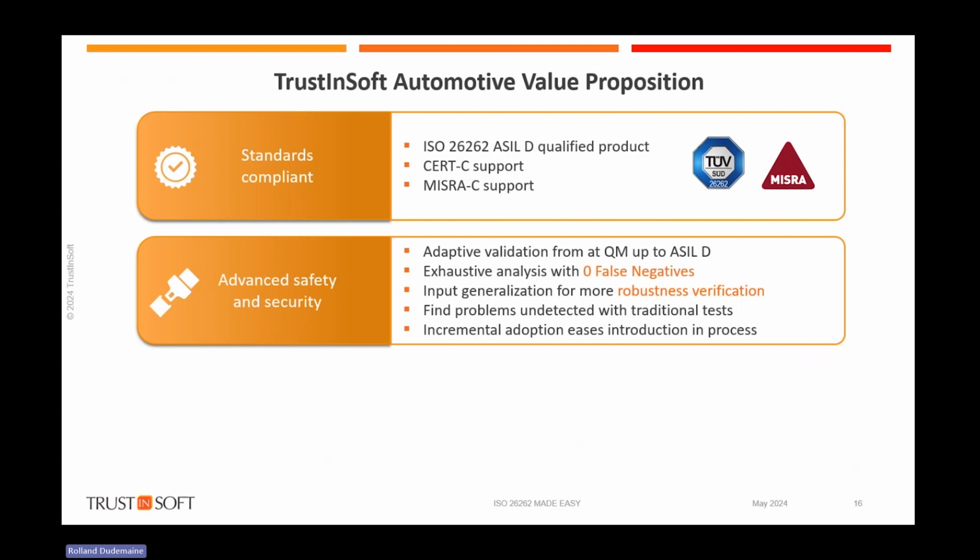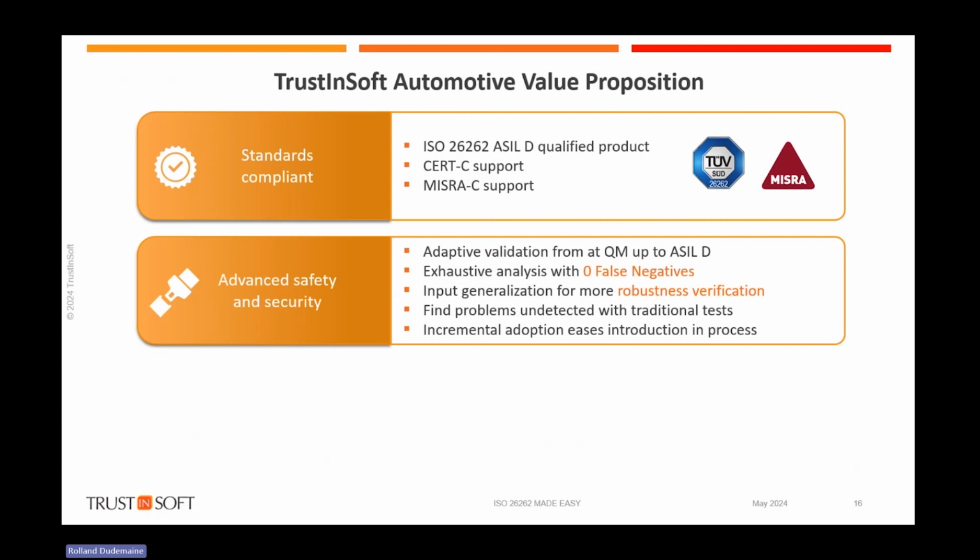It will allow you to do exhaustive analysis, and because you can do input generalization, you can actually verify even more than what you could do on a real target, and that helps with robustness verification. By its very design, it will detect side effects, well, the normal effects of your code, but also sometimes the unintended side effect. And then that will help to find problems undetected with traditional tests. And we're happy to do a demo if you want to.